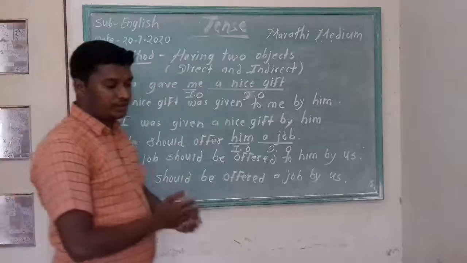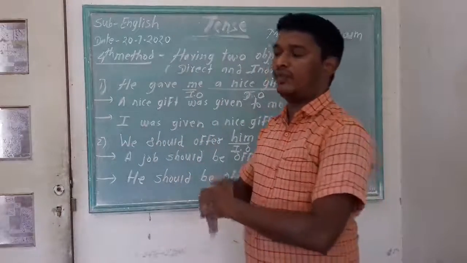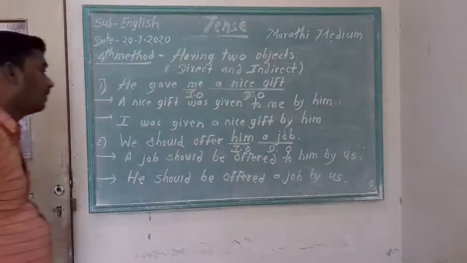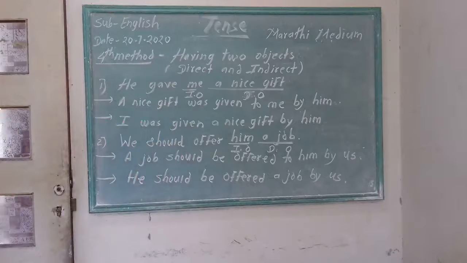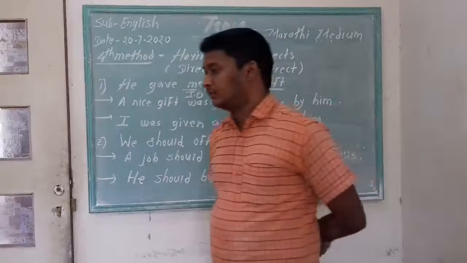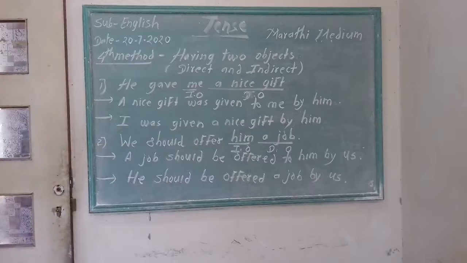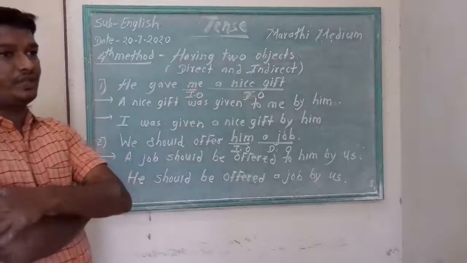Now, take some rules. Then you take these examples. After this title, take some rules. First rule: some activized sentences may have two objects, namely, direct and indirect object. Full stop.